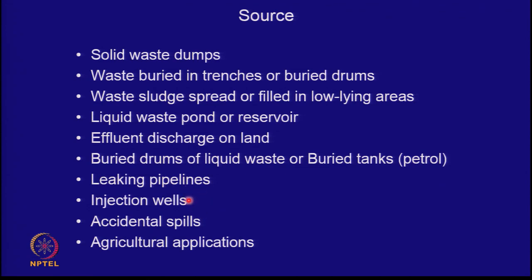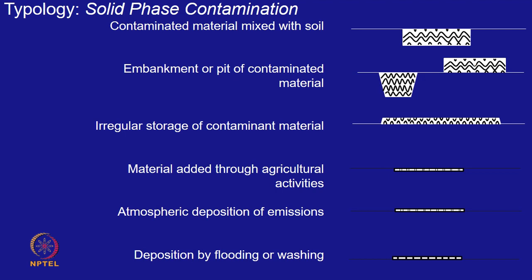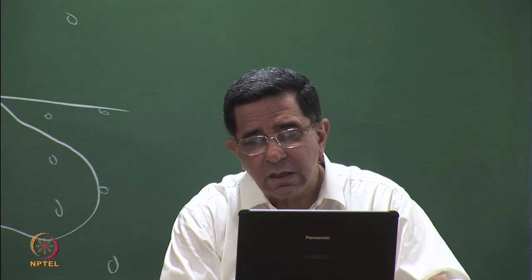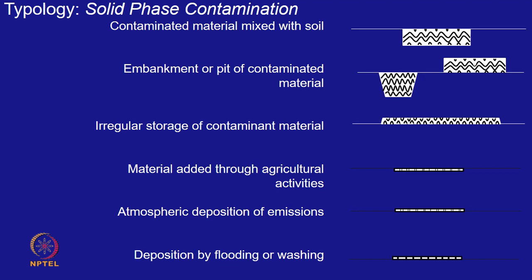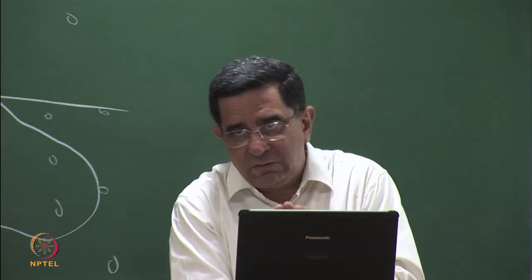In the past, some industries were injecting their wastewater into the ground. Now it is not allowed. There may be some accidental spills, and there may be agricultural applications of pesticides and other compounds. So, these are all the sources, and if you look through literature, you have to prepare a typology diagram. The typology diagram must state what you understand is the source. Is it a solid phase contamination? Was the source originally solid or liquid? That is what you must say.